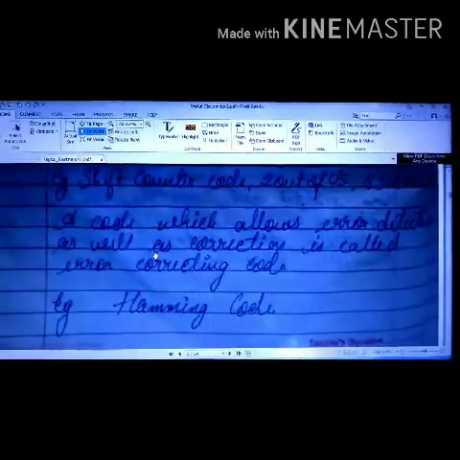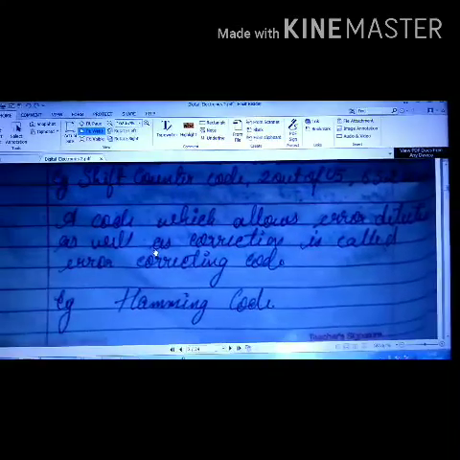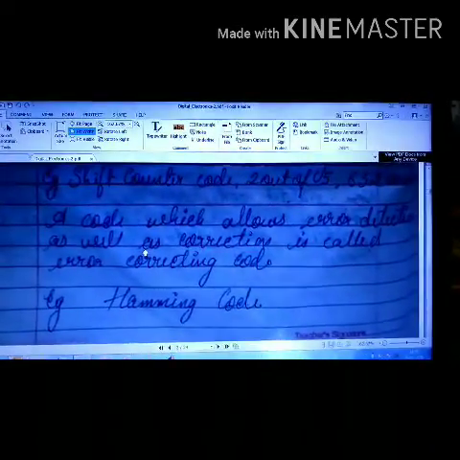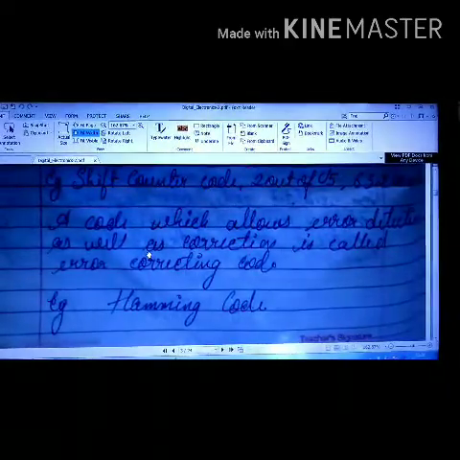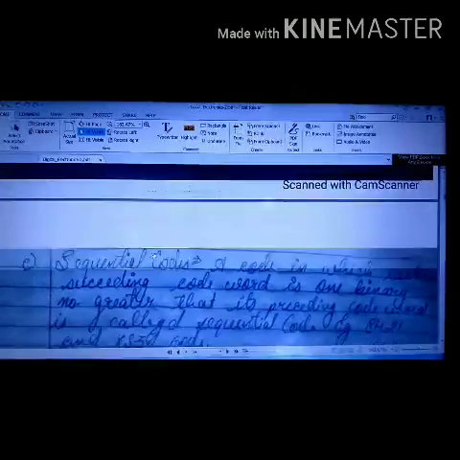Now, a code which allows error detection as well as correction is called an error correcting code. The best example of this type of code is the Hamming code. Hamming code will be taken up here in the curriculum in detail.